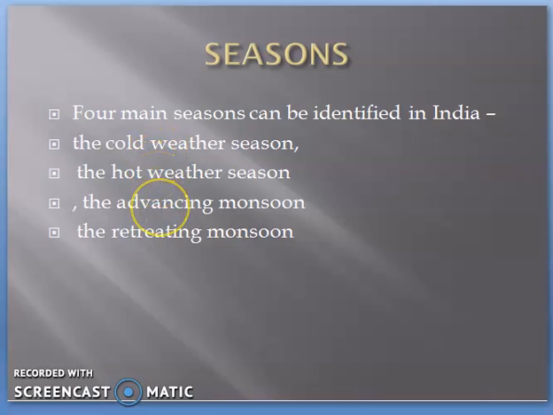The advancing monsoon means the monsoon has been divided into two parts. One is the advancing and the other is the withdrawal or retreating of the monsoon. Advancing monsoon is the time when rainfall starts, and withdrawing monsoon is a gradual process when the rainfall withdraws from the Indian landmass. So today we are going to discuss the cold weather season as well as the hot weather season.